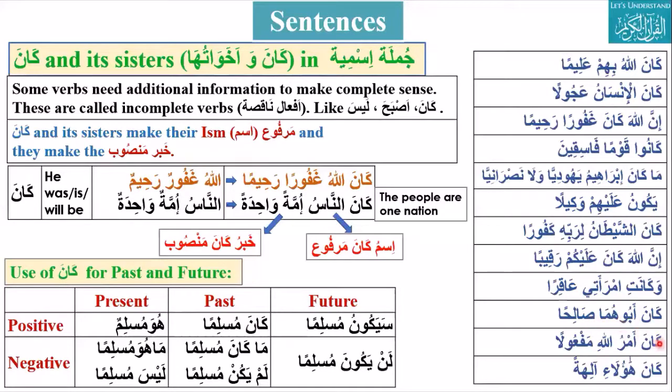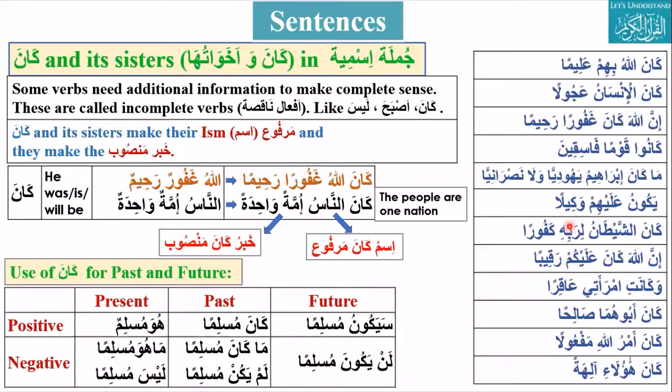Next example is Kana amrullahi maf'ulan. Amrullahi means, Hassan? Order of Allah. Maf'ul is the thing that is done. Maf'ulan. The order of Allah is always already done. It is a done deal. Whatever Allah orders, it happens, no matter what. Kana amrullahi maf'ulan. The matter or order of Allah is already done.